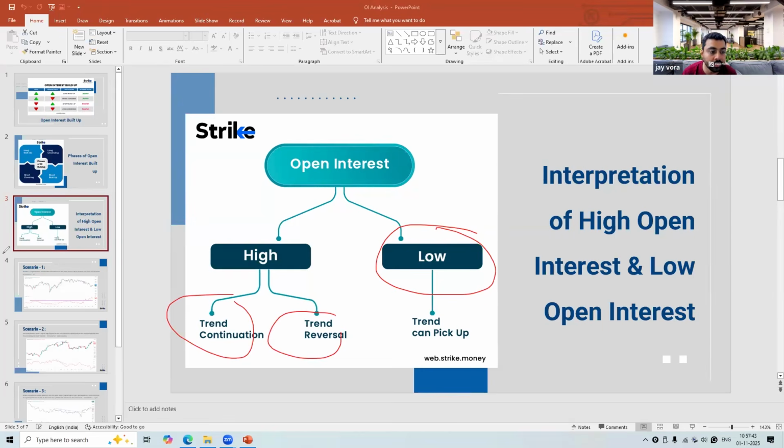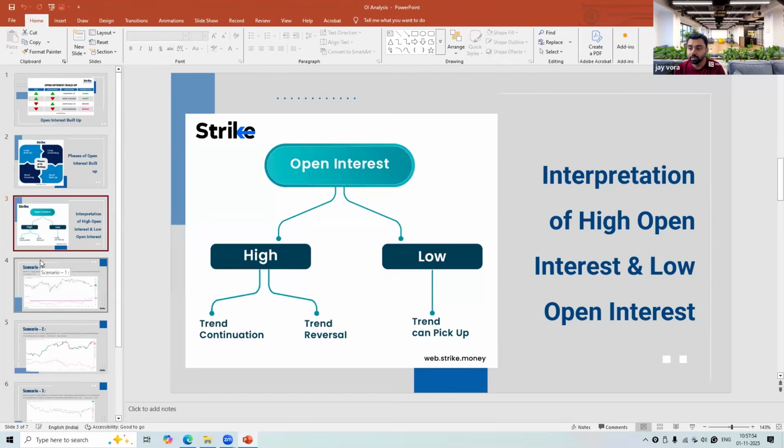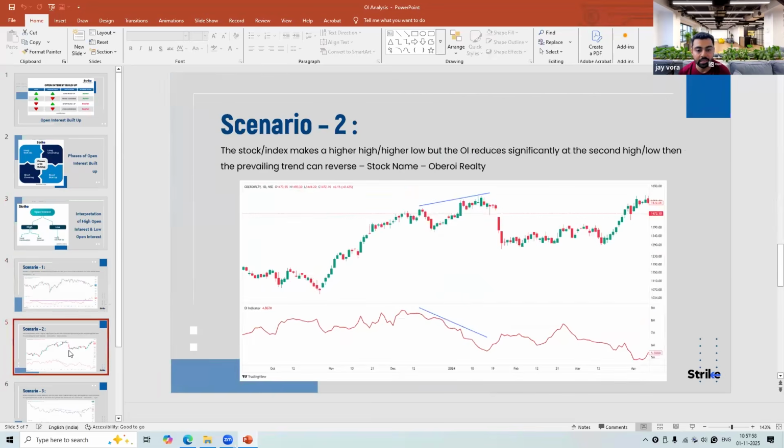Okay, so this is the broader gist of open interest. And as I mentioned, in the previous videos that I have made and the webinar that we have done, I have tried to explain each of them in detail, with examples.